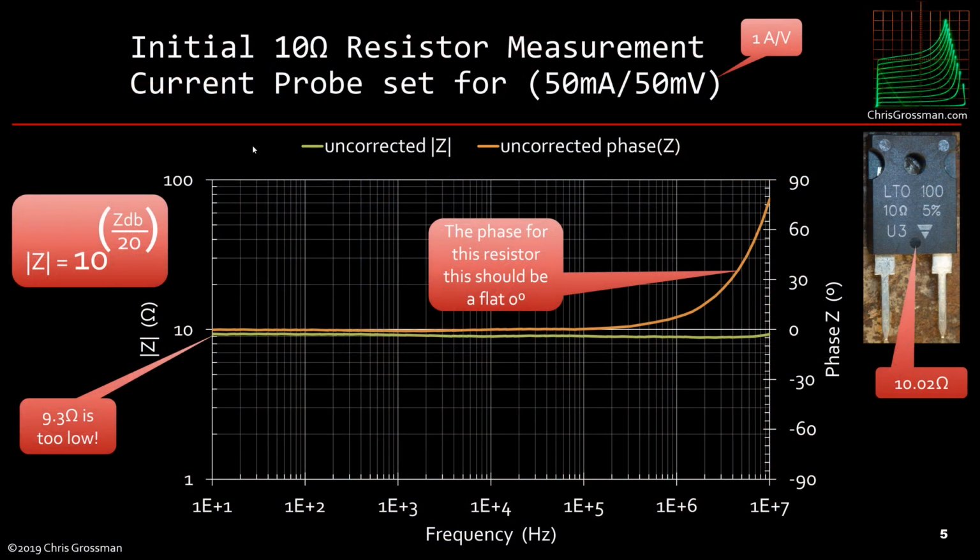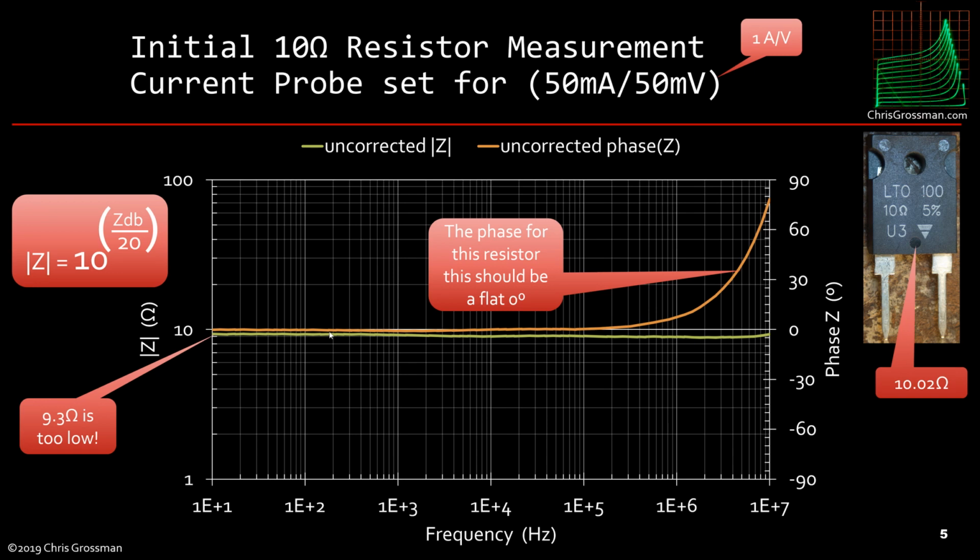So my initial measurement was a 10 ohm low inductance resistor, a power resistor. I've used these in projects, and they're essentially good resistances up to the low hundreds of megahertz. So I hooked this up. I set the current probe to 50 milliamps for 50 millivolts, or a gain of 1, so that I don't have to do any conversion, and just ran it into the scope and did the measurement.